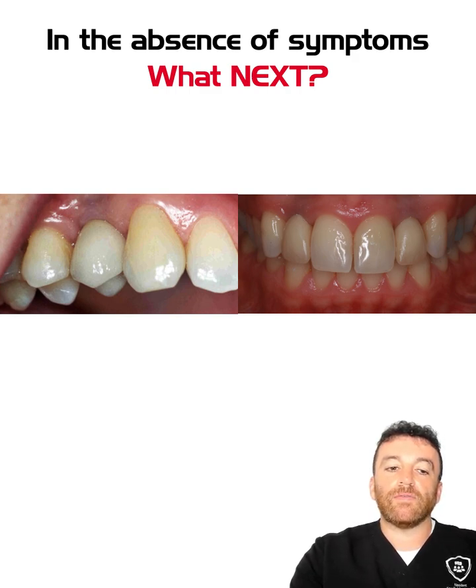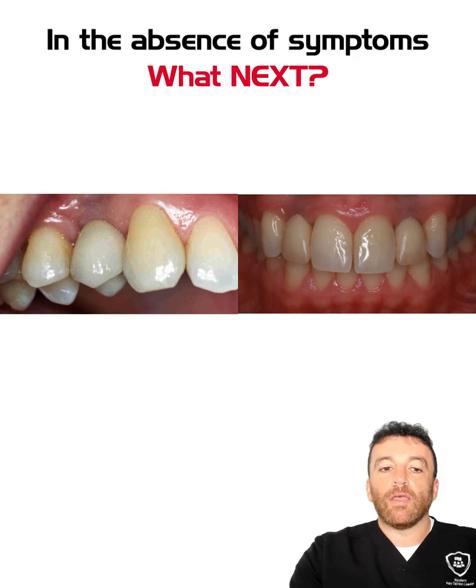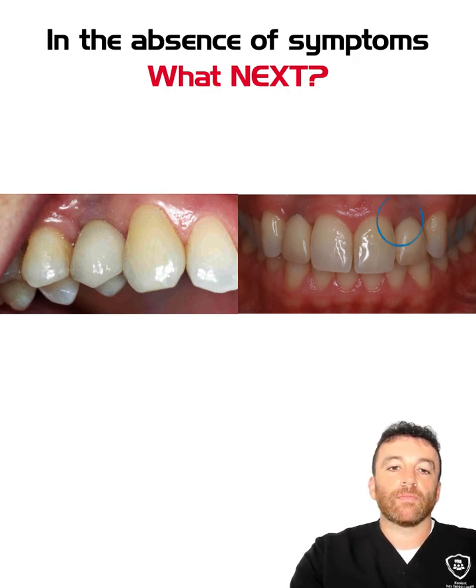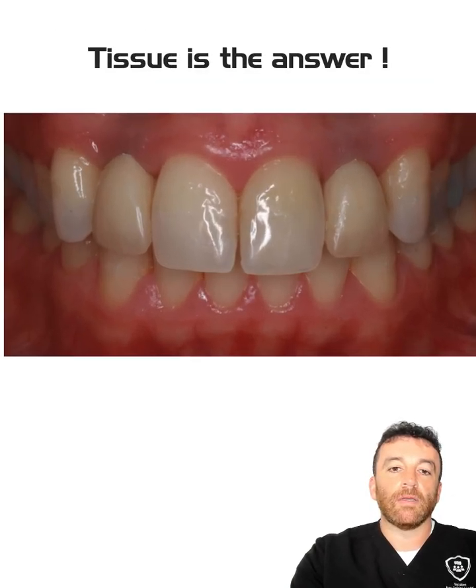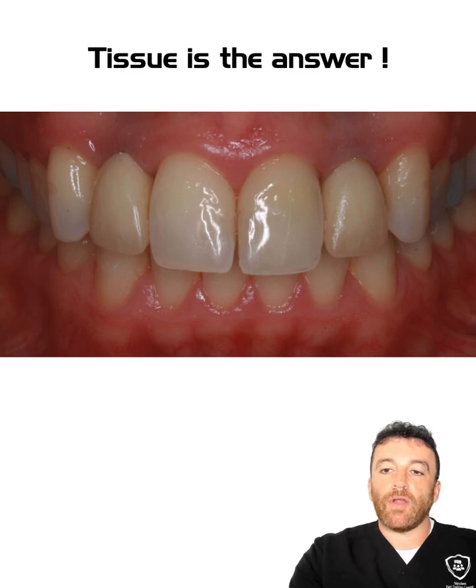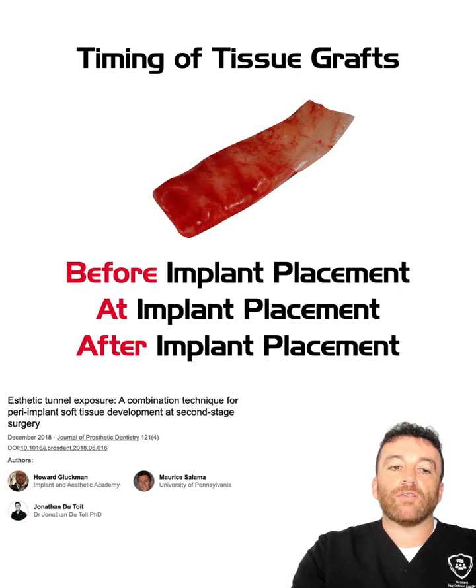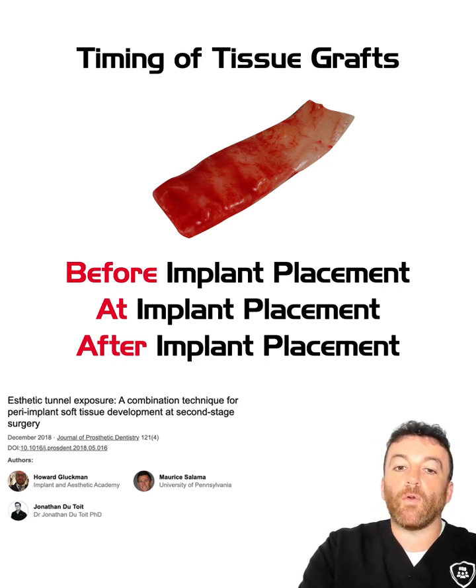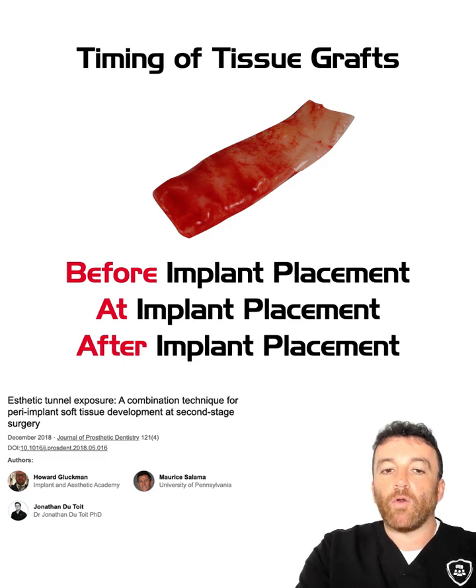But in the absence of symptoms, there's no blood, there's no discharge, there's no BOP, bleeding on probing, you can use tissue as your solution. So you can see here on these cases, you have collapse around those implants, and tissue is our answer. And the timing of tissue grafts really depends on when you're planning to do that implant. You can do your tissue grafting before implant placement, at or after.